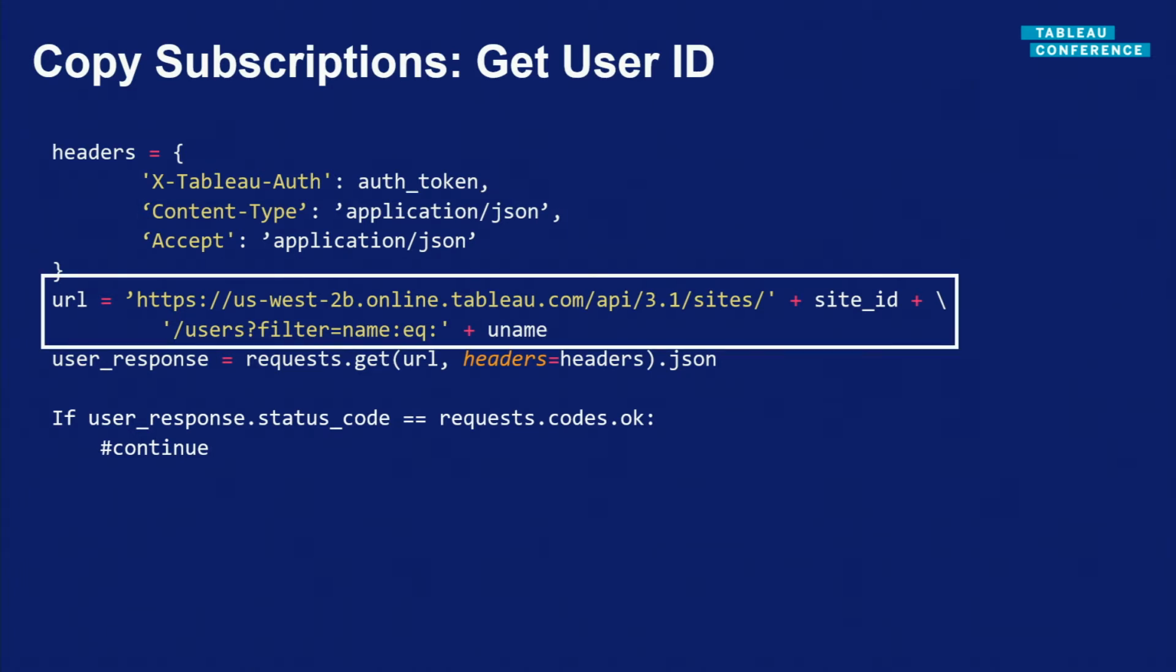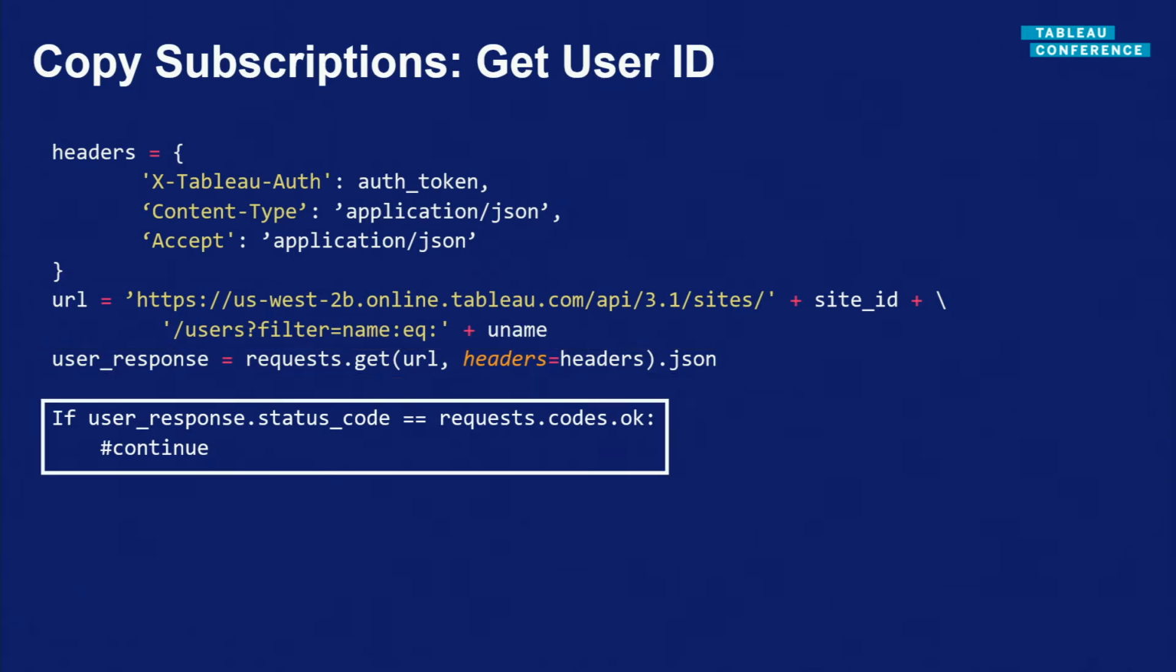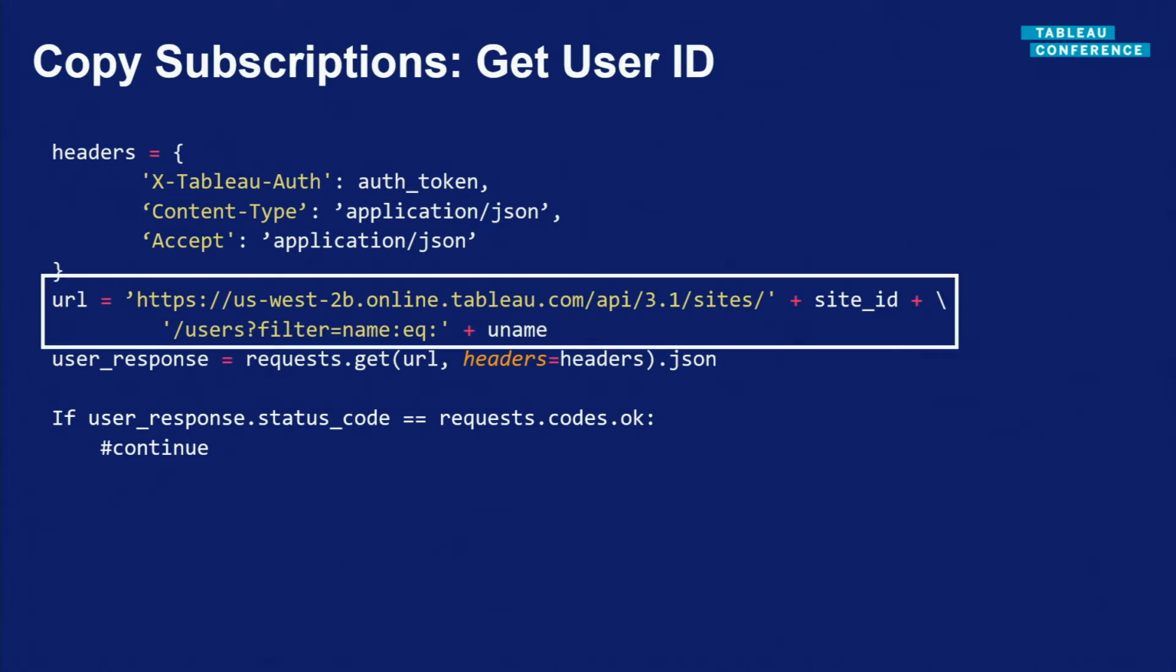We're then going to build the URL to our REST endpoint, make the request to Tableau Server, and then check each response contains a numeric response code. So we want to check that for success. Now, let's also look at that URL just a little bit deeper before we move on.